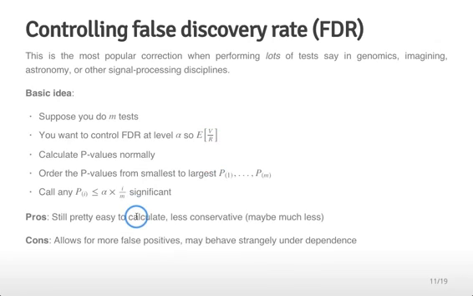The pros are that it's still pretty easy to calculate, like the Bonferroni correction. It's less conservative, and maybe much less conservative if there's a lot of signal and you allow for just a few false positives. You might be able to find a lot more of the real signals.